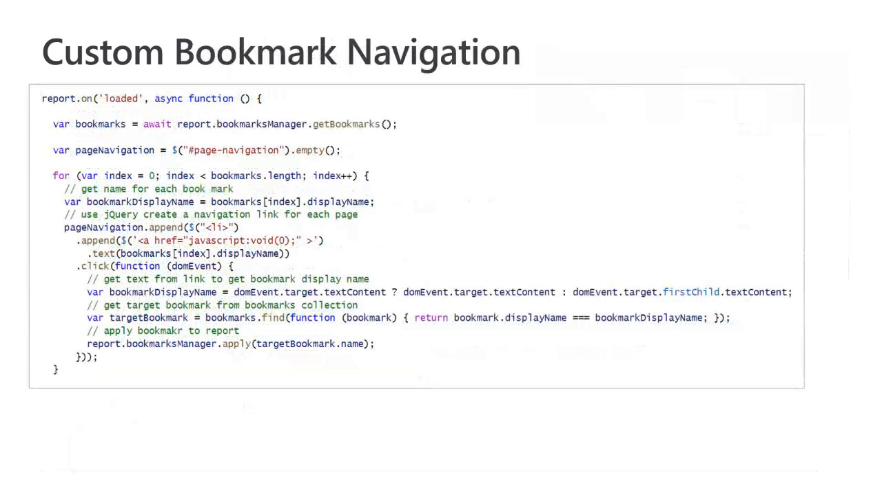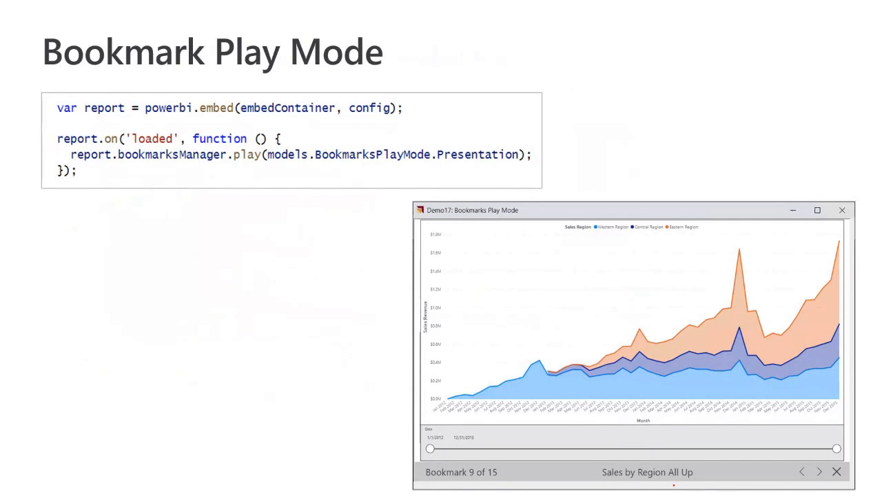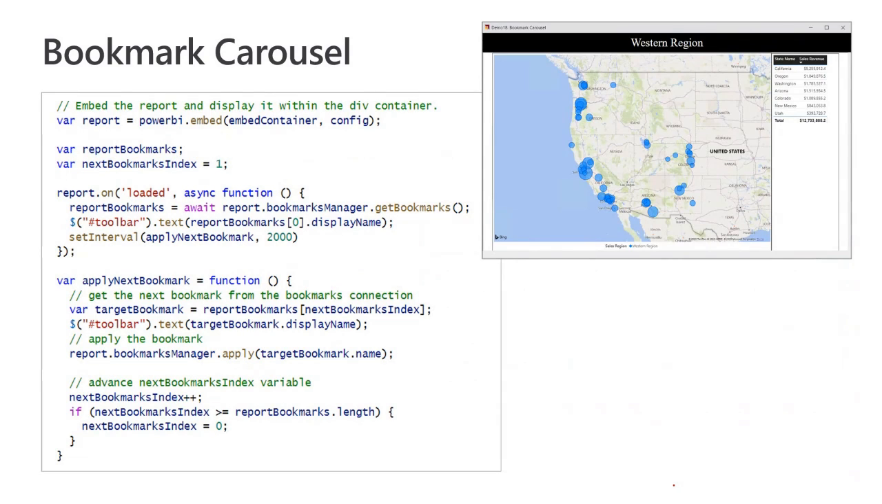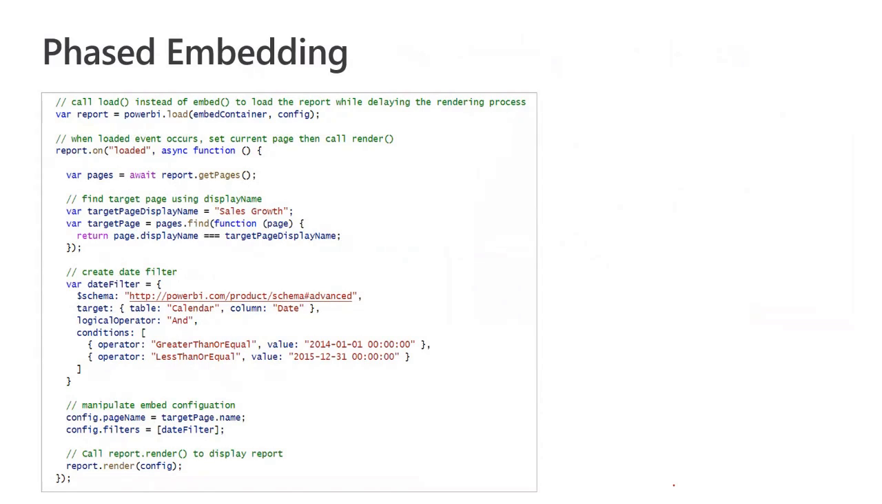Okay. So we looked at navigation with pages, with bookmarks. We looked at bookmarks play mode, another interesting thing for consumers that just need to go through the report and see the basics. And we looked at that bookmark carousel, maybe something for the screen in the lobby as clients are coming in waiting for meetings, something like that. Okay, and then we also looked at implementing a custom filter experience. Now, next thing we want to talk about is something which is called phased embedding.